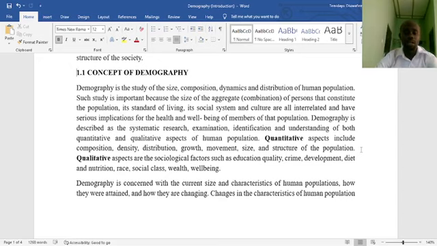Now we said that demography is divided into two. We have demography divided into the quantitative and qualitative aspects of human population. The quantitative deals with the composition, density, distribution, growth, and size and structure of population, while the qualitative focuses on the education, crime, development, diet, and nutrition of the population.